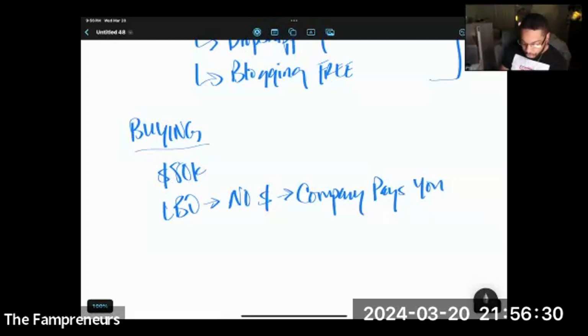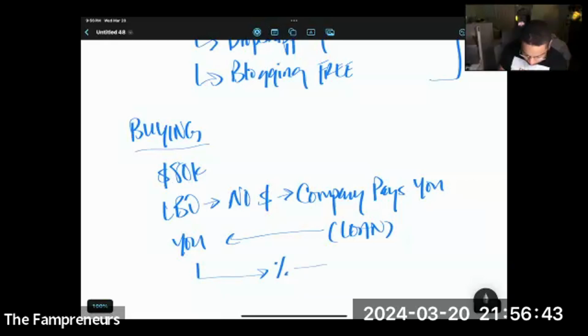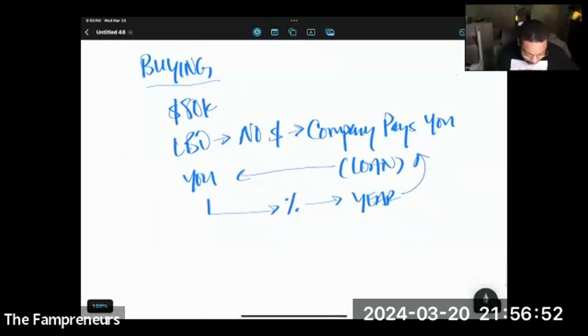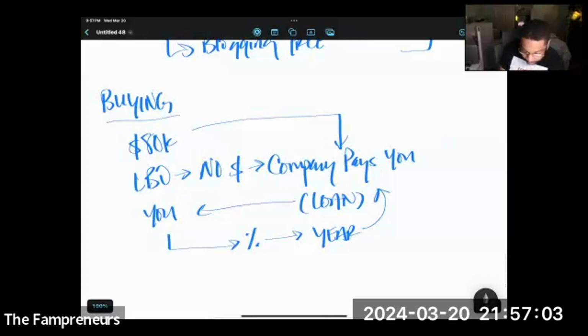So what they'll do is they'll take out a loan, right? They'll take out a loan and then they'll pay you to buy it. And what you just have to do is pay a certain percentage every single year back to the company. But picture this. Let's say you paid them 80,000 and they did also take out a loan. Let's say they did both. Okay. You paid them 80,000 and that company is worth 500K a year.